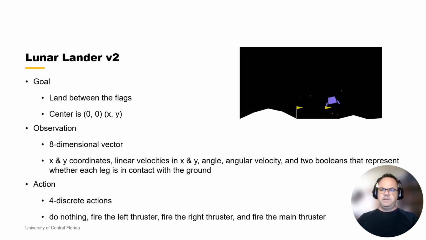Finally, there's the action. The action has 4 discrete actions it can choose from at each time step. These are: do nothing, which lets the lander continue on its current trajectory; fire the left thruster to push the lander to the right; fire the right thruster to push the lander to the left; and finally, fire the main thruster to counteract gravity and slow the descent. Each action directly affects the lander's motion and is critical for navigating the lander safely to the landing zone. It is also important to note that each action is discrete and only one action can be executed per step.